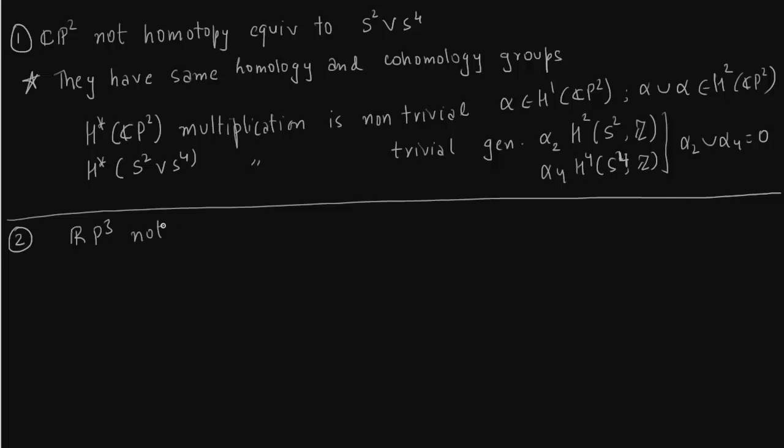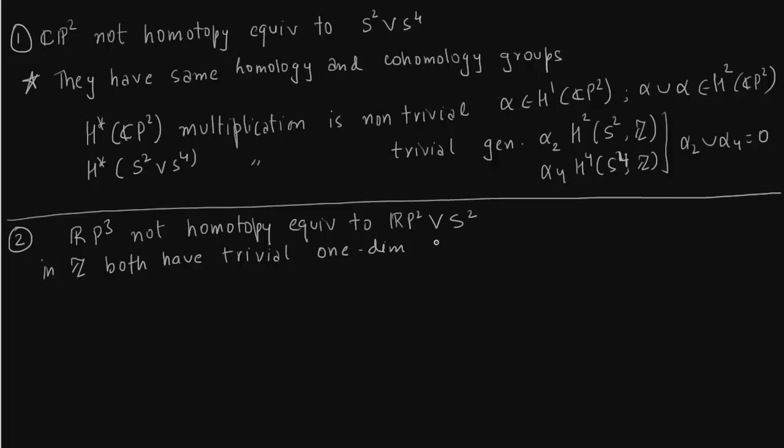Now we want to show RP3 is not homotopically equivalent to RP2 wedged with S2. So first note that in integers both have this trivial cup product. So you have trivial one-dimensional cohomology groups, and therefore you can't say much about the graded rings. So the case becomes more interesting in Z2. So we have to go from integers to Z2 to say anything about this.